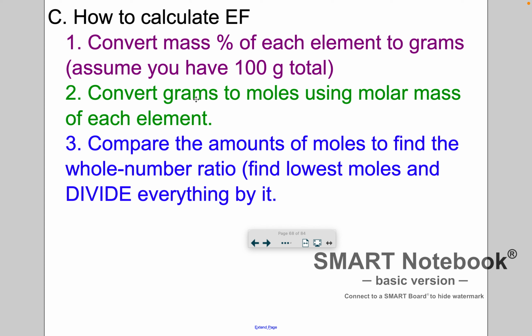Then you're going to convert grams to moles. This is an easy, one-step conversion. In order to convert from grams to moles of an element, you just need to divide by its molar mass. And then the third step: whichever number is the lowest, you're going to divide every other number by that lowest number. I know this may seem really confusing, but once I show you the steps, you're going to be like, oh, this is easy.